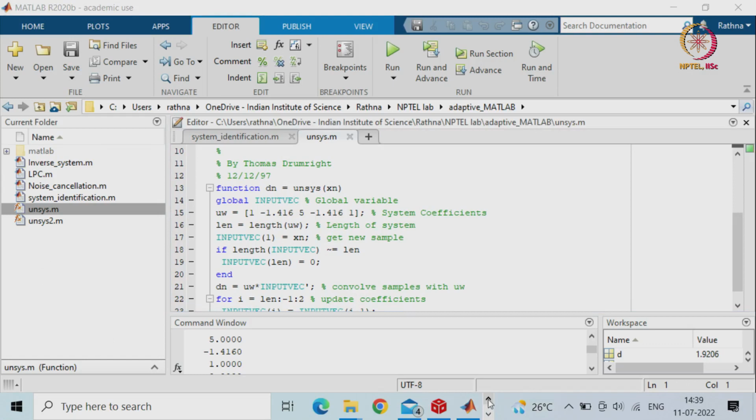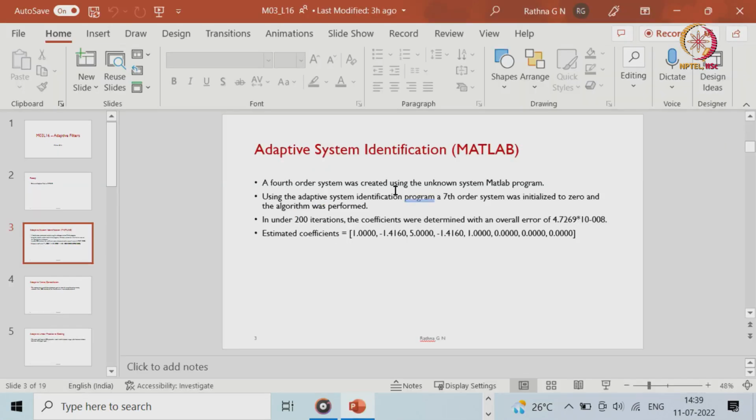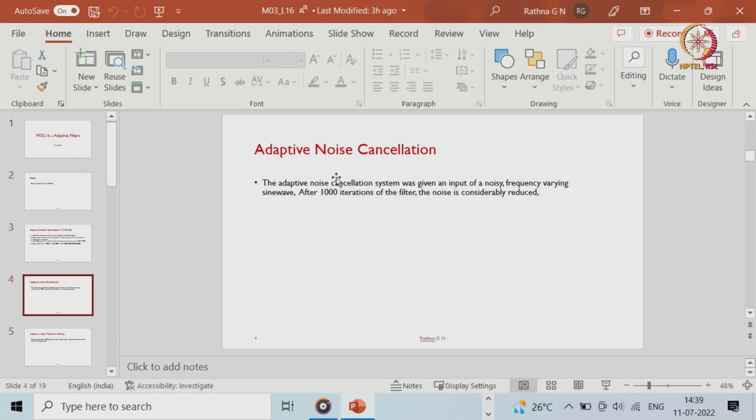Going on to the next, this is the first application we have seen. The next one we will see is how we can do adaptive noise cancellation in MATLAB. The adaptive noise cancellation system was given an input of a noisy, frequency varying sine wave. After 1000 iterations of the filter, the noise is considerably reduced, that is what is written.